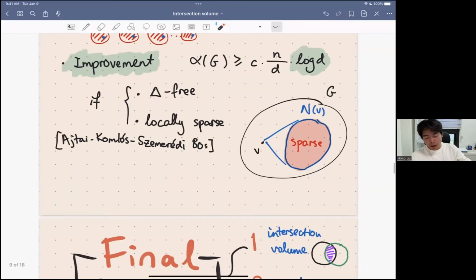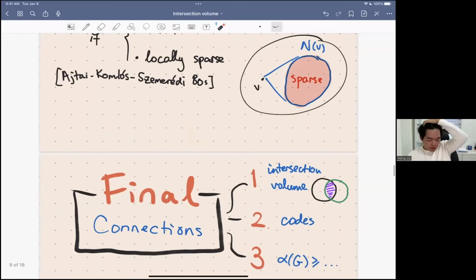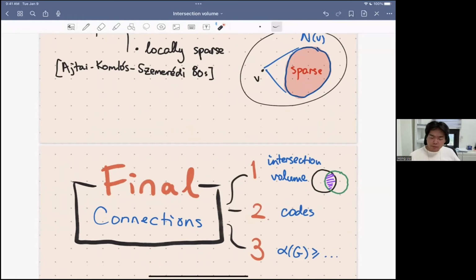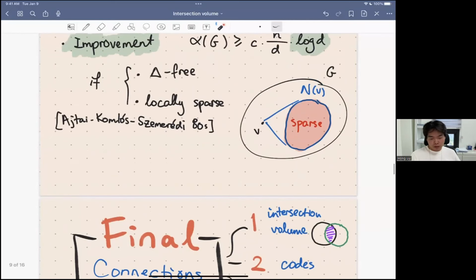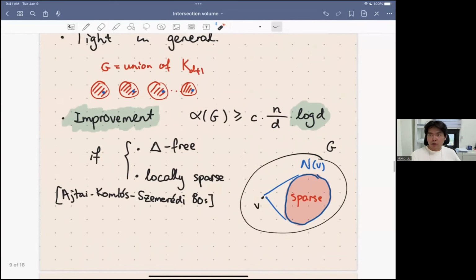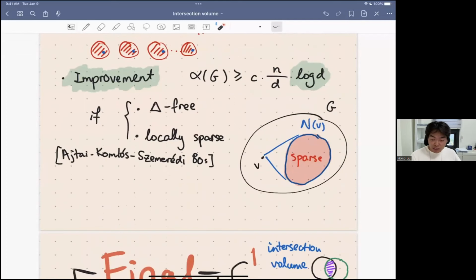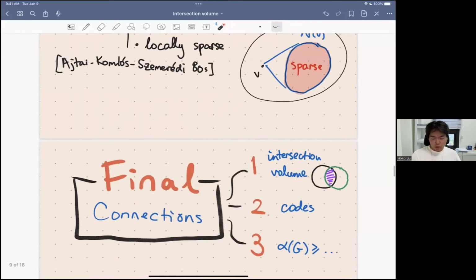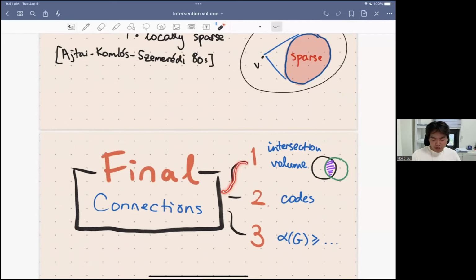Okay. So far we've mentioned some basic things in three different topics: these geometric problems of the intersection volume, how much it decays as the dimension grows; this Gilbert-Varshamov lower bound on error-correcting codes, the larger size you can take; and also the independence number of a graph, how large an independent set you can guarantee in an n vertex d-regular graph. So why are these three seemingly unrelated? Let's try to make some connections.